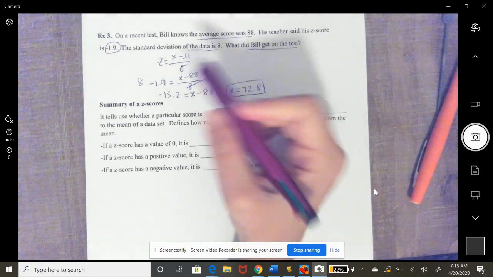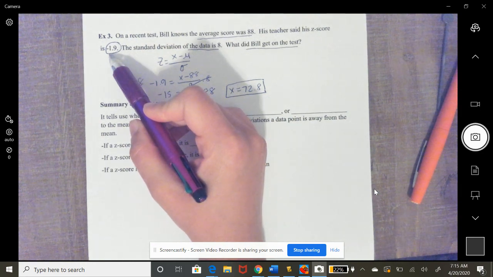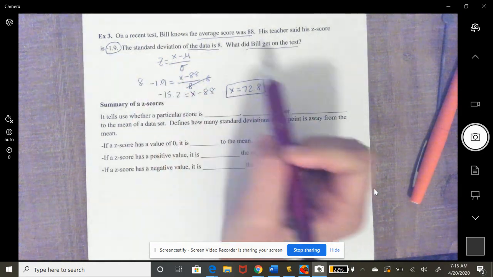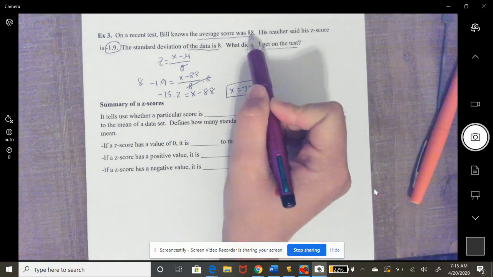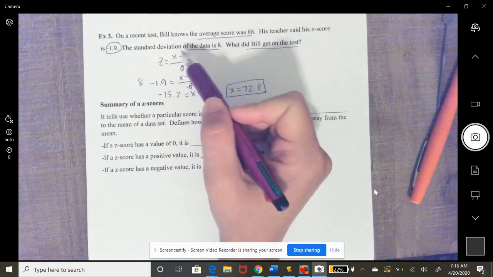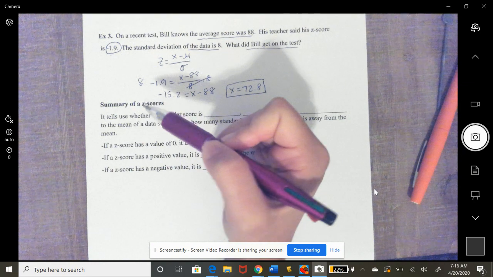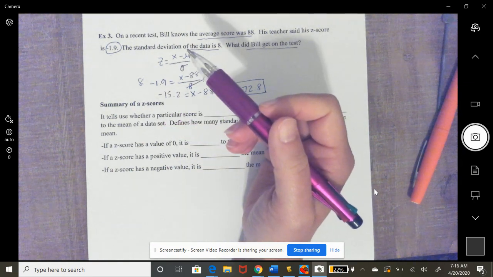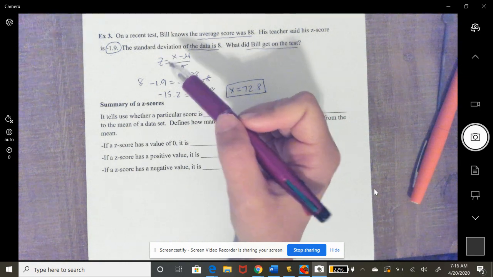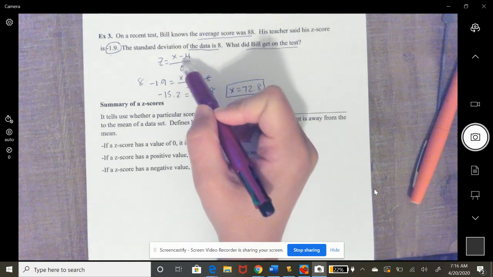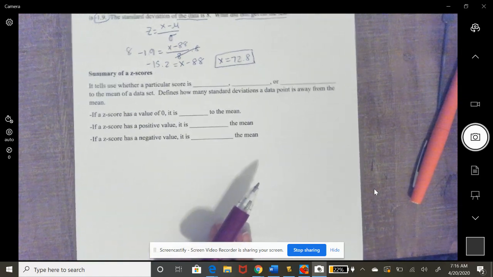So if you notice, this z-score is negative, which means the data point is below the mean. Because if I did 72.8 minus 88, I'm going to get a negative value. So it does need to stay in this order because you do want some negative z-scores to show you you're below the mean, and the positive z-scores will show you that you're above the mean. So it always needs to be your data point minus your mean. Okay, and we'll write that down in the summary as well.